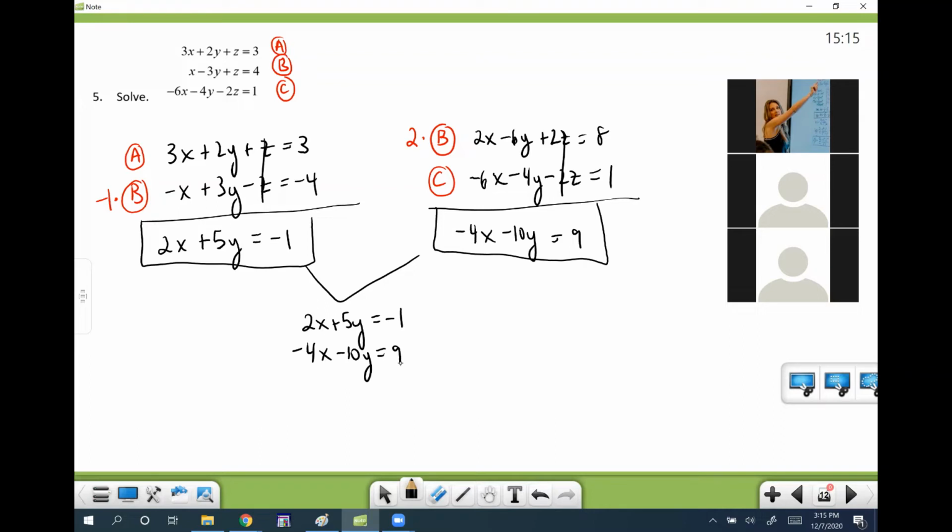All right. So looking at that, it doesn't matter who we get rid of on this one, it turns out. So let's say you're thinking x's. It's like, okay, if this guy's a -4, then I want this to be a +4. So let me multiply it by a 2. Let's see what happens.